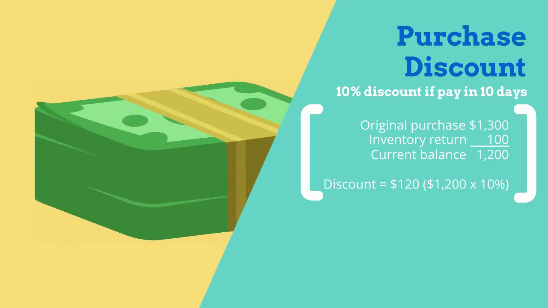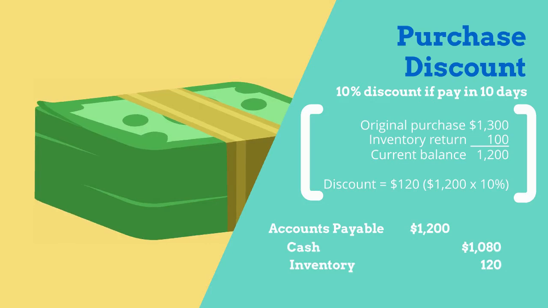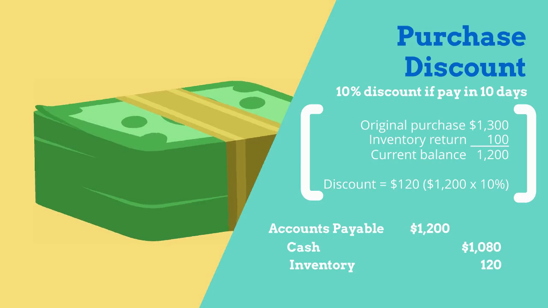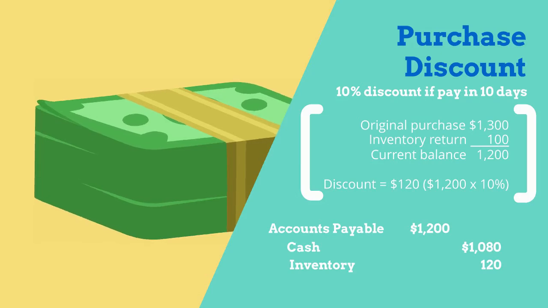$1,080. The entry would be a debit to accounts payable for $1,200, a credit to cash for $1,080, and a credit to inventory for $120. Why do we credit inventory? Because the discount decreased the amount we paid, or the cost of the inventory.